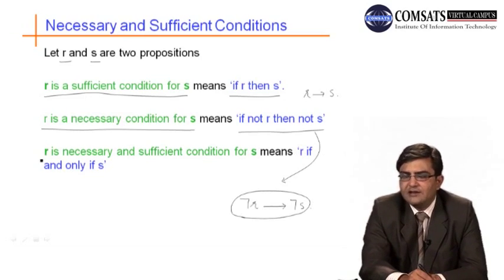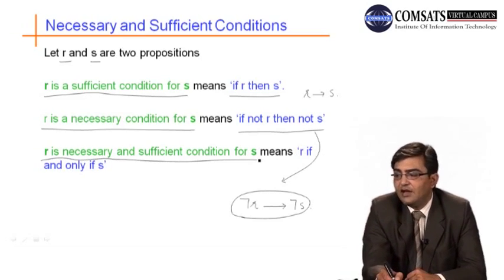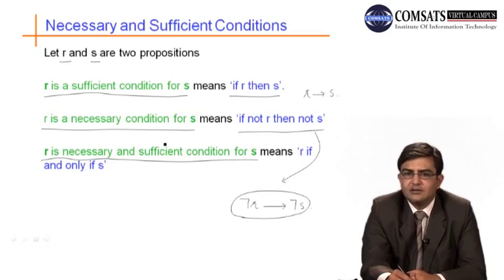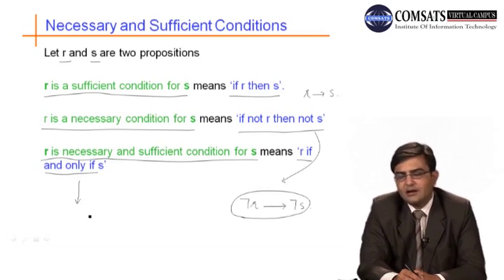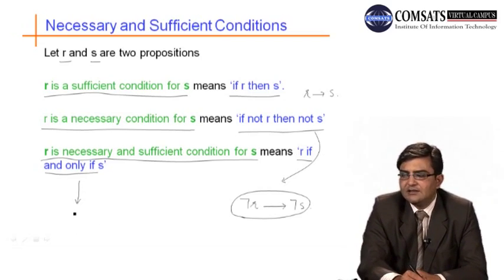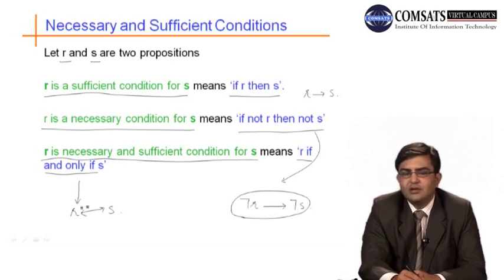And if R is a necessary and sufficient condition for S, if we have both conditions, R is necessary as well as sufficient for S, then we say R if and only if S. In this case we have a biconditional, and we write R if and only if S. So R is a necessary and sufficient condition for S is equivalent to a biconditional of R and S.